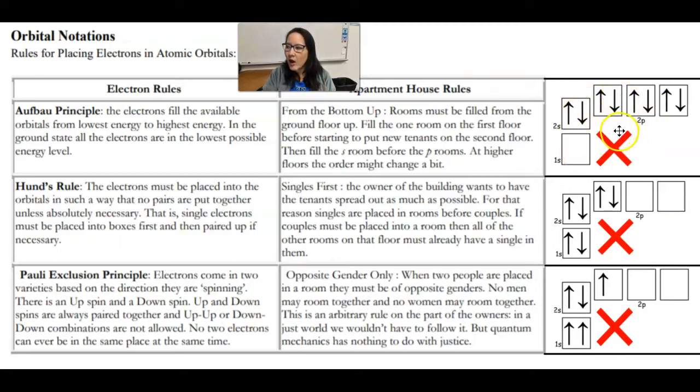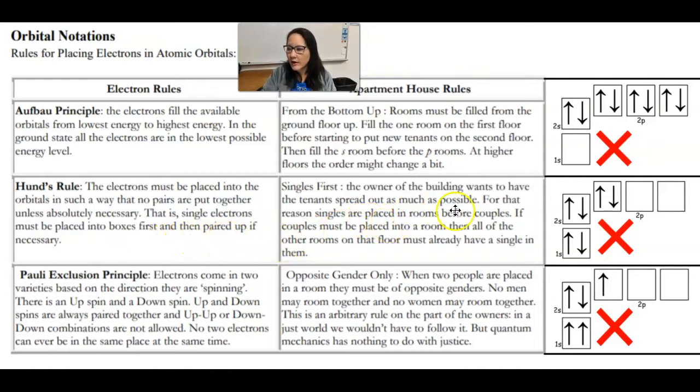So this would be wrong because we would need to put electrons in the 1s before we move up to the 2s. Hund's rule says the electrons must be placed into the orbitals in such a way that no pairs are put together unless absolutely necessary. Single electrons would be placed into the boxes first before they are paired up if necessary.